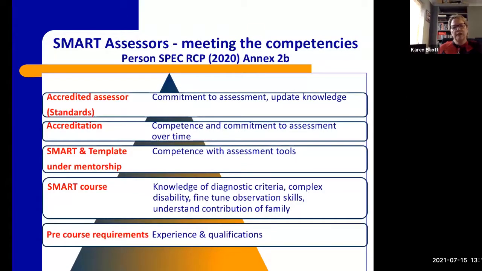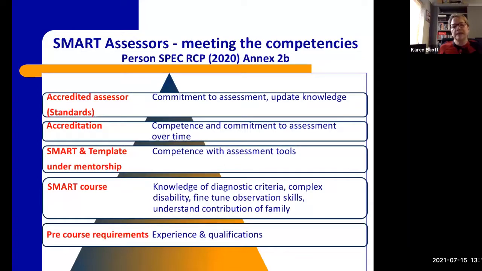So we require assessors, before they come on the course, to have certain experience and qualifications. They undertake a 5-day course where they look at the diagnostic criteria. They have practice on assessment. We look at how you classify assessments and observations. They then go away to their workplace and undertake a SMART, which is a non-accredited SMART assessment.